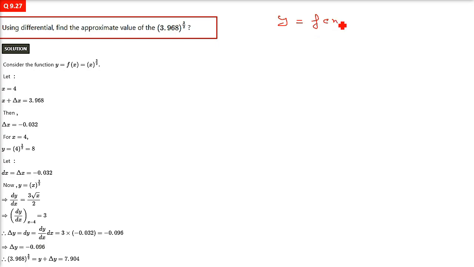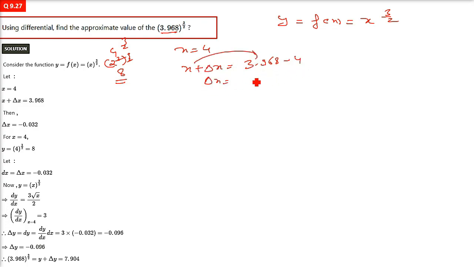Y is equal to f(x), x to the power 3 by 2. So we have to take a certain x so that you get 3 by 2 power. That is, 3 is the power, but 1 by 2 is the root. So when you take x as 4, 4 to the power 3 by 2 is what? 2 square, 2 gets cancelled, you get 2 to the power 3, that is 8. So for x equals 4, x plus delta x is what? It's in the actual question 3.968. So delta x is going to be 3.968 minus 4, that is minus 0.032.